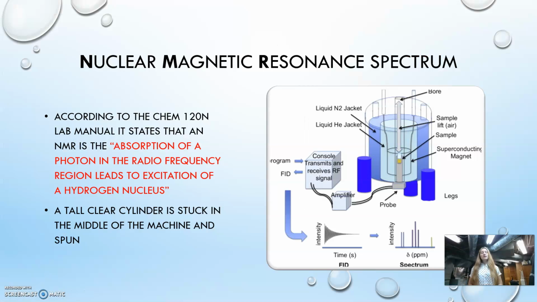Then we take it to the NMR spectrum. According to the Chem 120 lab manual, NMR is an absorption of a photon in the radio frequency region that leads to excitation of the hydrogen nucleus. What we did there is we filled up tubes with our compound and stuck them into the NMR spectrometer. When you drop it in, it closes up and spins, like shown in the picture. It gives a very good representation of what the NMR does.